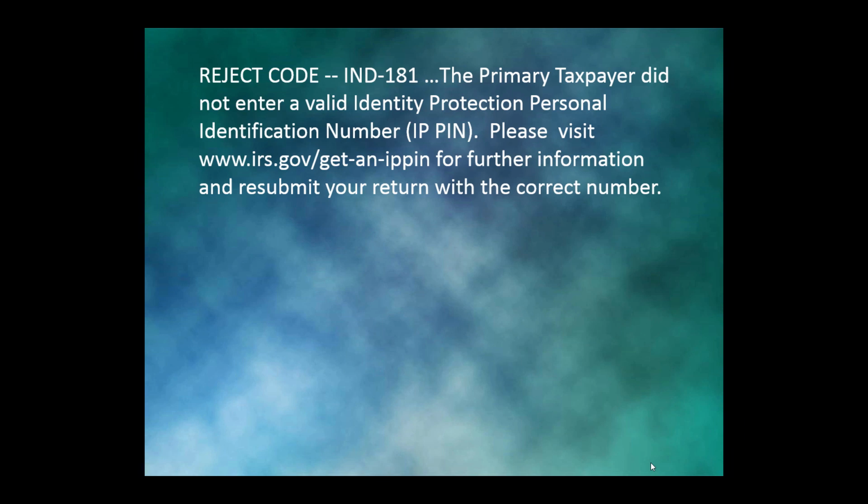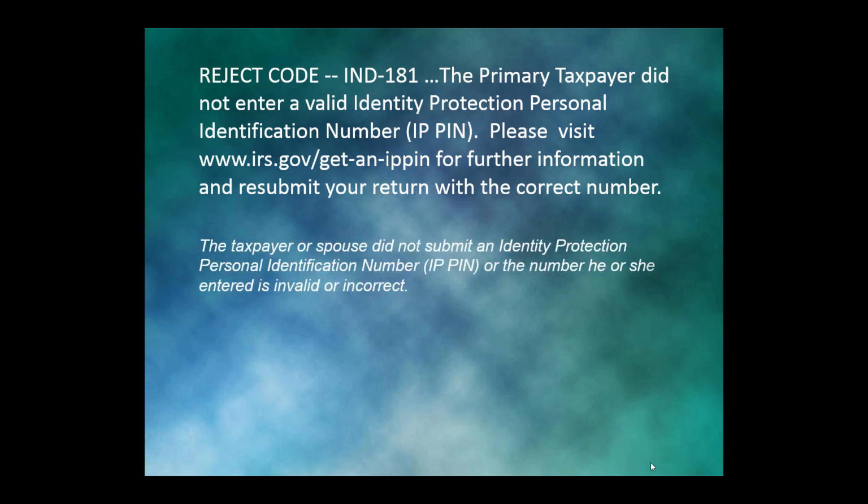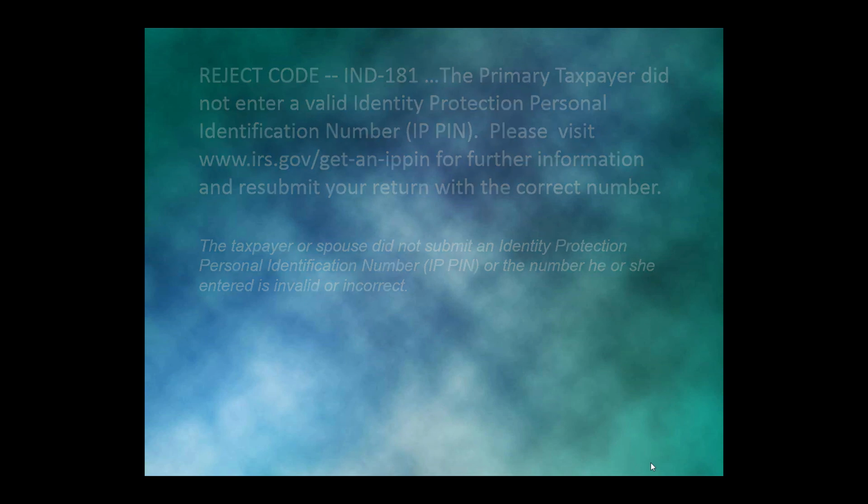And finally, reject code number 10. IND-181, the primary taxpayer did not enter a valid Identity Protection Personal Identification Number, or IPPIN. Please visit the website www.irs.gov/get-an-IPPIN for further information and resubmit your return with the correct number. The taxpayer or spouse did not submit an Identity Protection Personal Identification Number, or IPPIN, or the number that he or she entered is invalid or incorrect.